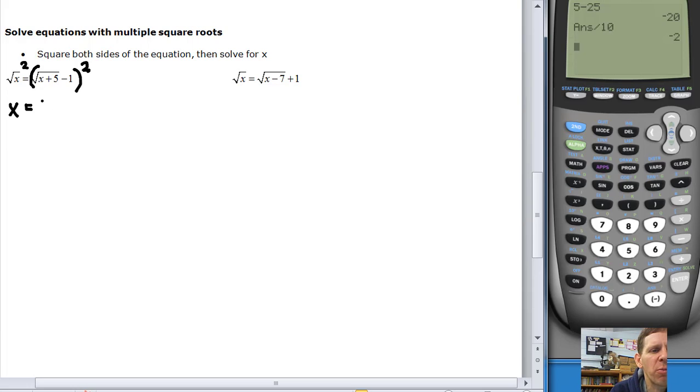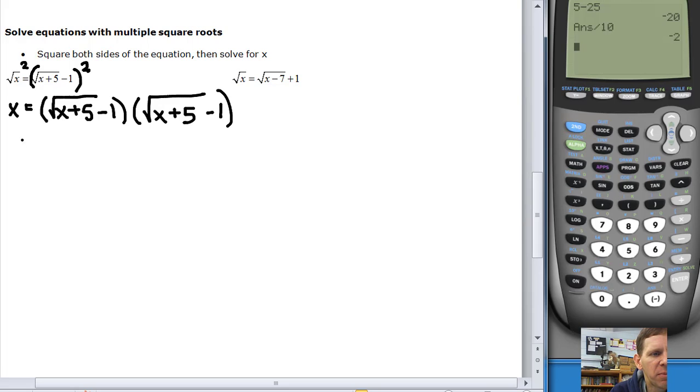When you square something, you're multiplying it by itself. So in this problem, we're going to be taking the square root of x plus 5 minus 1, and we're going to multiply it by itself. The square root of x plus 5 minus 1. On the left side of the equation, we have an x. That's easy. On the right side, it's a little bit more challenging. We're going to multiply the square root of x plus 5 times the square root of x plus 5 first.